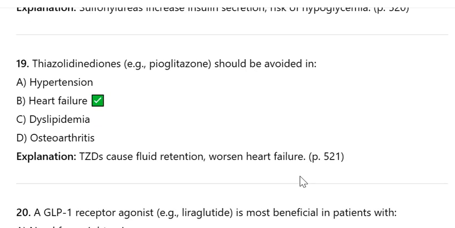19. Thiazolidinediones, e.g. pioglitazone, should be avoided in A, hypertension, B, heart failure, C, dyslipidemia, D, osteoarthritis.